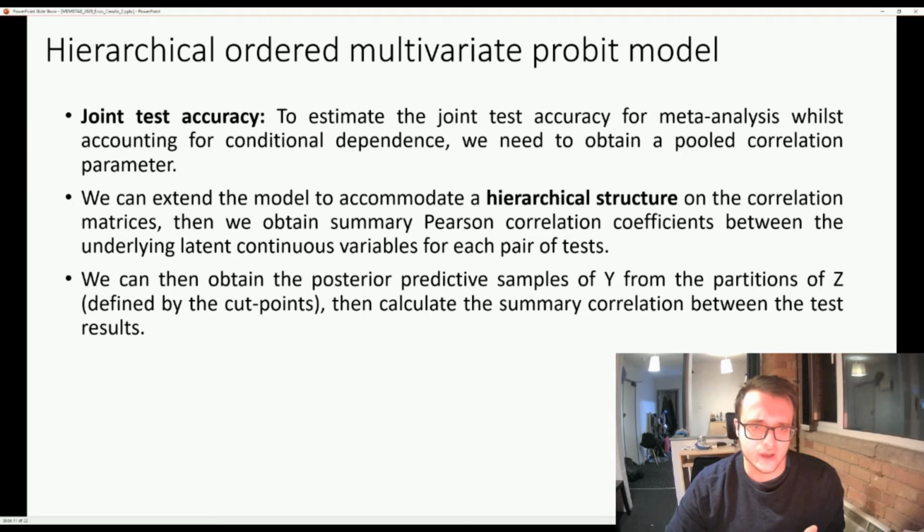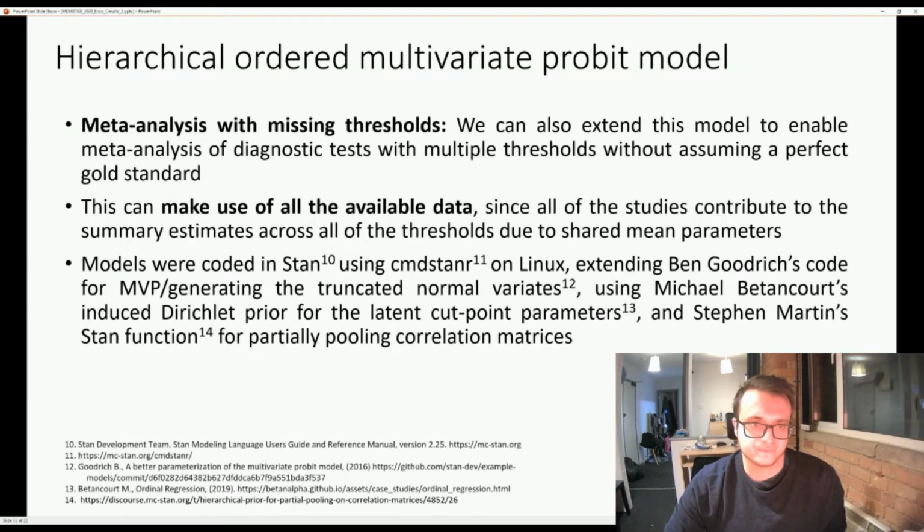To do this whilst accounting for conditional dependence, we need to obtain a summary or pooled correlation parameter, and we use a hierarchical structure on the correlation matrices to do that. And we can also use this for meta-analysis with missing thresholds, so we can make use of all the available data. And we coded the models in Stan using CmdStanR on Linux.